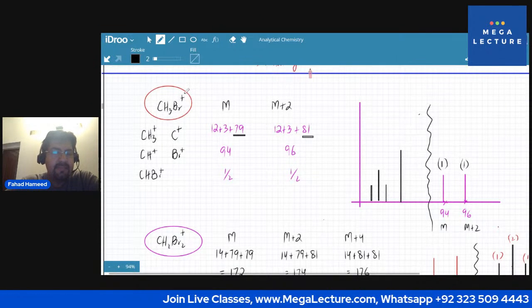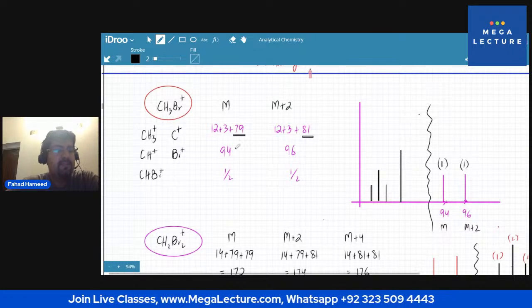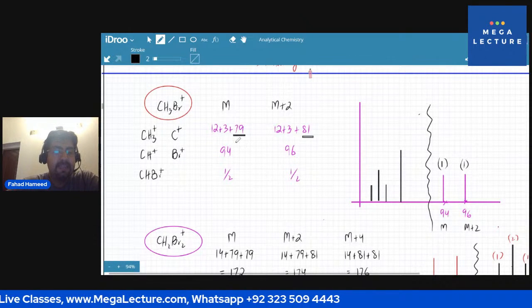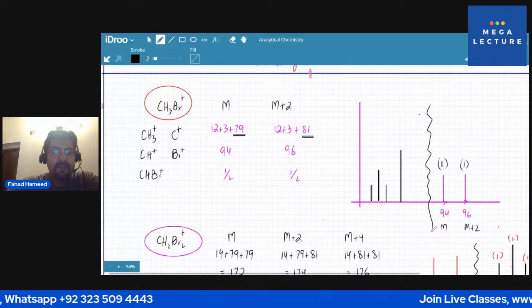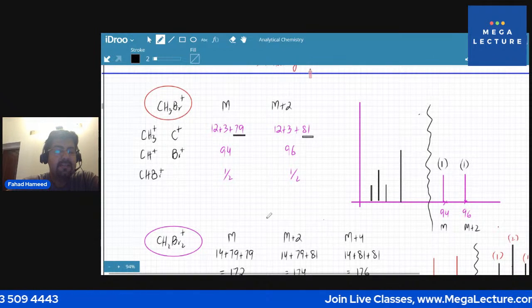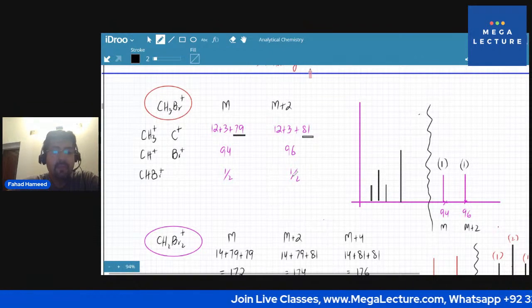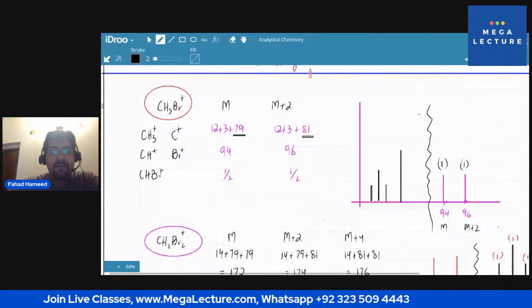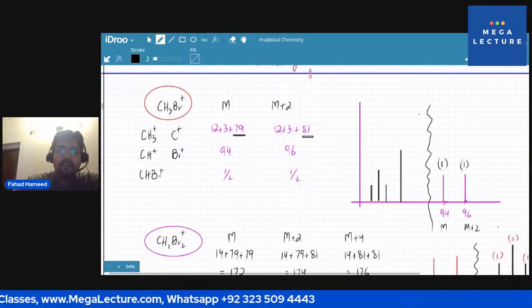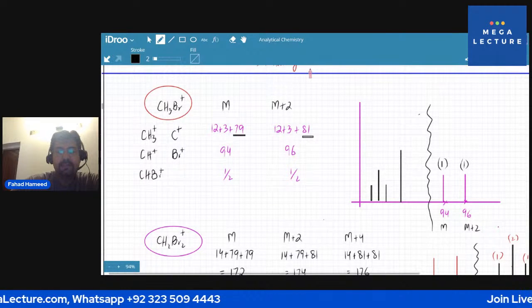So if I sum up the masses, it's going to give me 94. It could also give me 96. So there's going to be an M peak and an M plus 2 peak as detected on the mass spectrum. And the chances are the same. It's 1 by 2 and 1 by 2. So they have equal probability of getting both of them. So it's going to look like this.